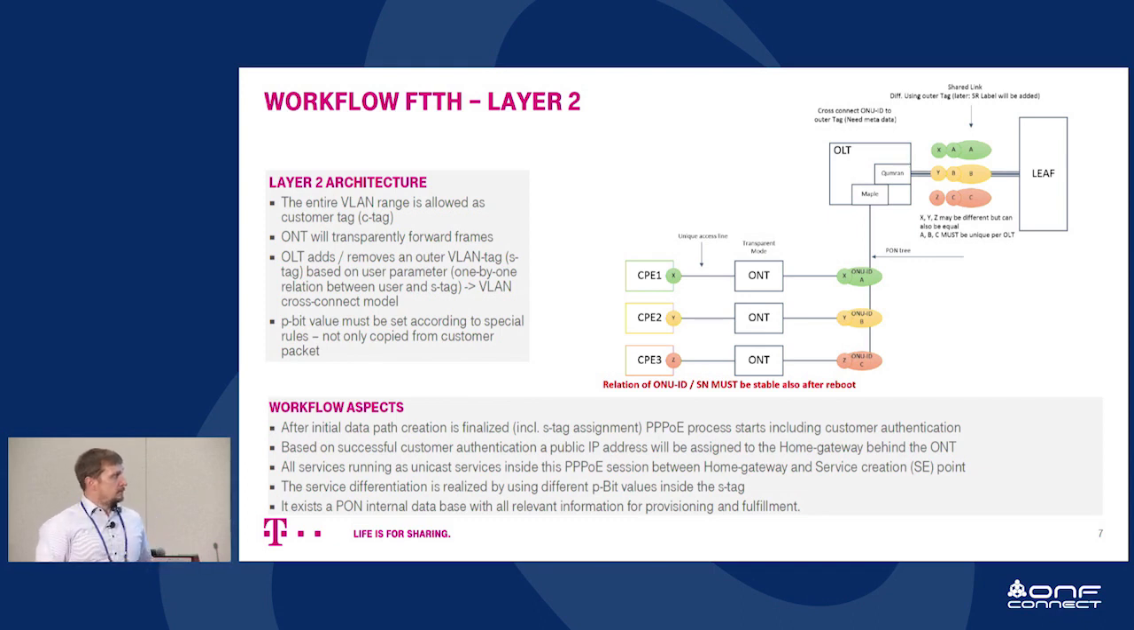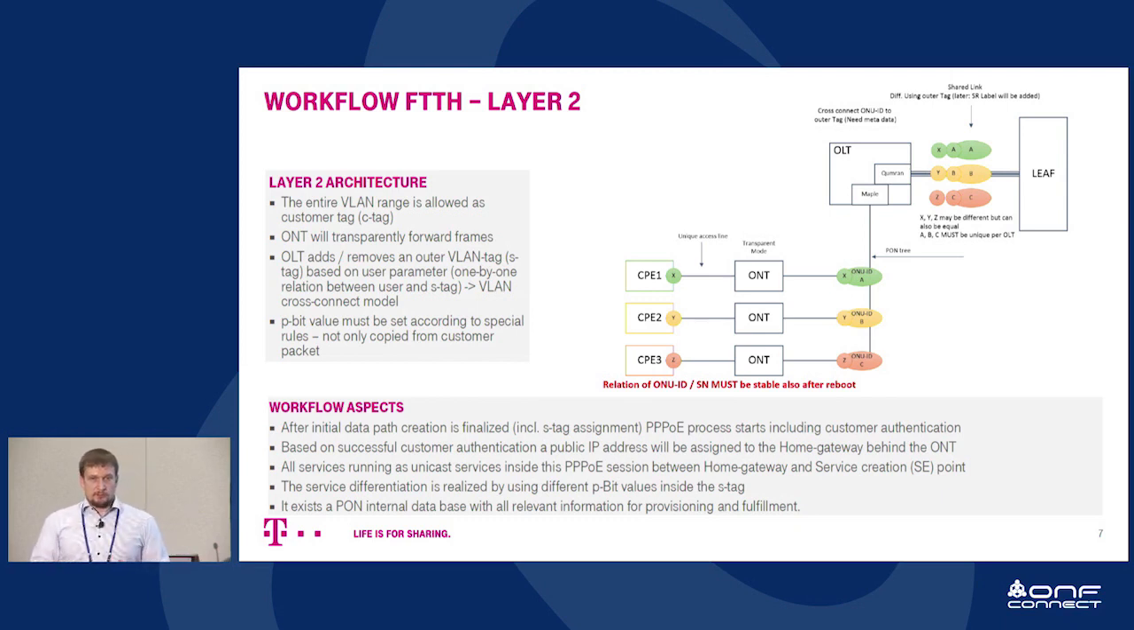And if everything is set up, so the data path is finally established, then the PPPoE process starts running. For that, the customer authentication will be done on the PPPoE termination, which in our scenario will run on the leaf switch. And then finally, we will assign a public IP address to the home gateway. After that the PPPoE session is established between the home gateway and the SE, then all the services are running as a unicast service inside that PPPoE session. Also the TV services, the video services. So we have no multicast between these 2 points.